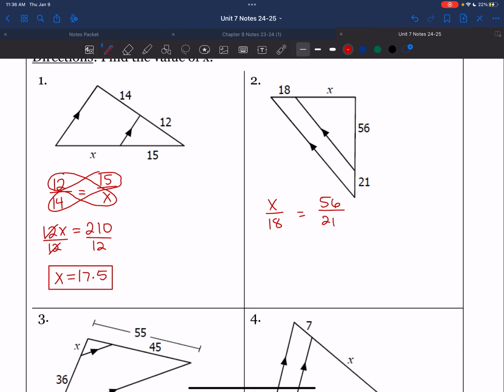And so I'm going to cross multiply again, get rid of these fractions. 21 times X gives me 21X. 56 times 18, that equals 1008. I'm going to divide by 21 on each side. And so X is going to equal 48.